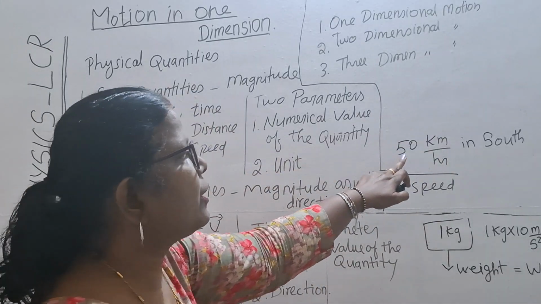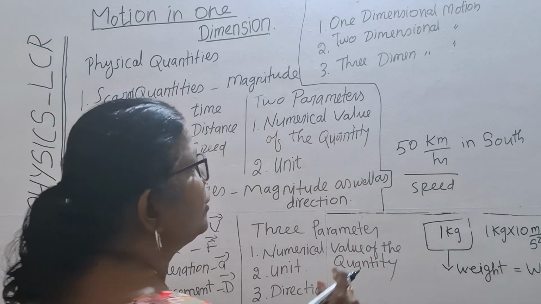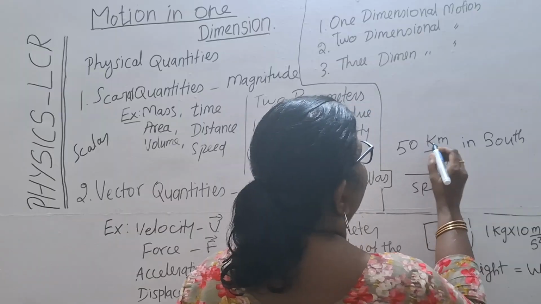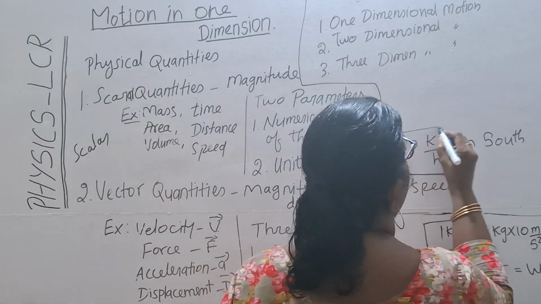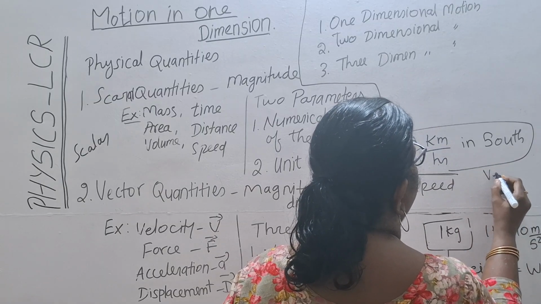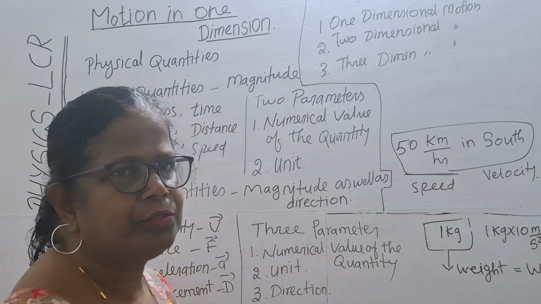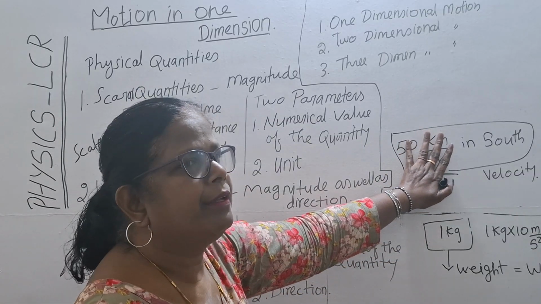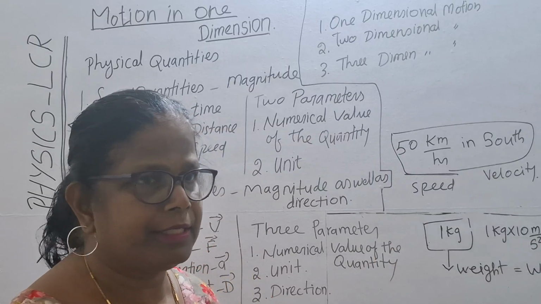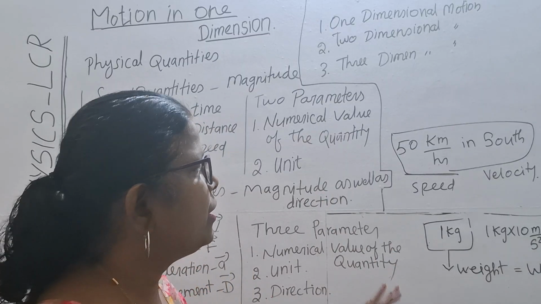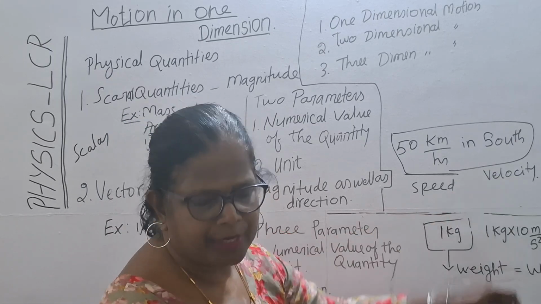Speed is a scalar quantity. With the direction, it becomes a vector quantity. So we can say 50 kilometer per hour in south. This whole thing is a velocity. Understood? My dear students, understood? So this is only the speed. When direction is mentioned, it becomes a velocity. Next class I will explain everything properly. Speed is a scalar quantity. Velocity is a vector quantity.